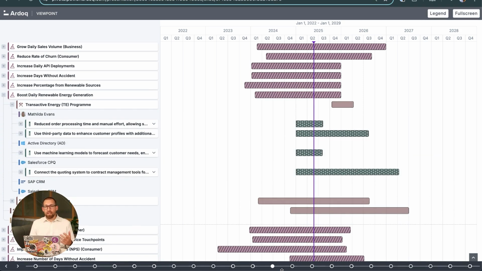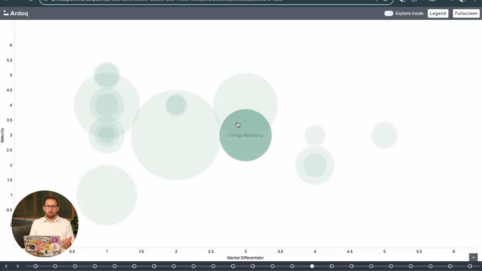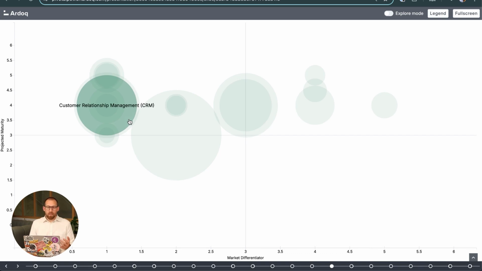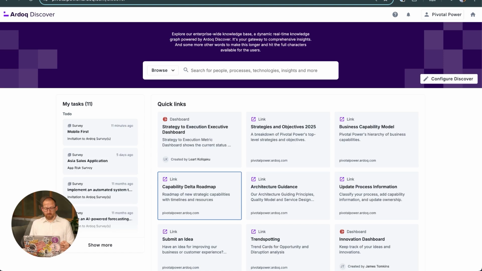We can even start to project the anticipated improvements coming to these capabilities with these changes planned. We can see that the maturity of our customer relationship management capability is low, but with the implementation of this initiative, we can see an increase in maturity of this capability as well as several others. Now, all of these insights and more are going to need to be shared with our stakeholders via Ardoq Discover. So let's hop over there and take a look at that.